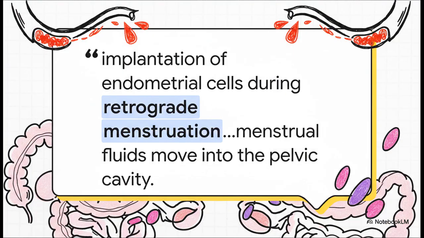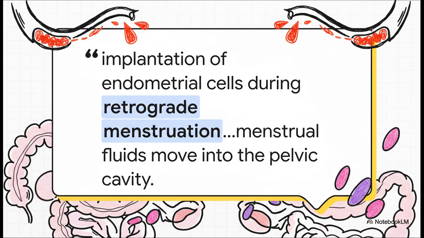The number one theory for how this happens is called retrograde menstruation. It sounds kind of complex, but the idea is actually pretty simple. Instead of all the menstrual fluid leaving the body, some of it flows backward, up through the fallopian tubes and into the pelvic cavity. And this fluid isn't just blood.